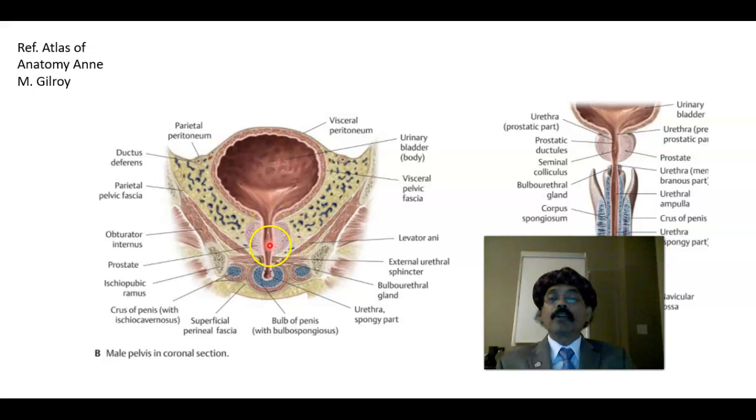This is the prostatic part of the urethra. This is the prostate, and this is the neck region of the bladder. This is the neck, and this is the penile part of the urethra.